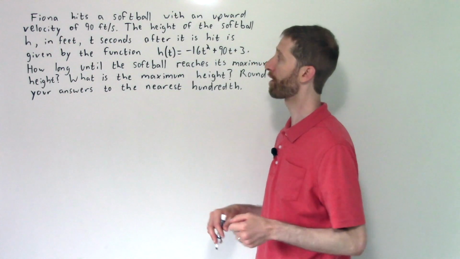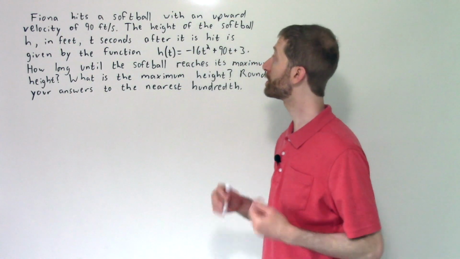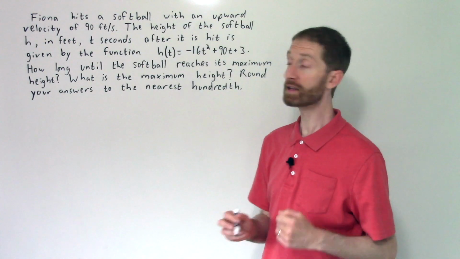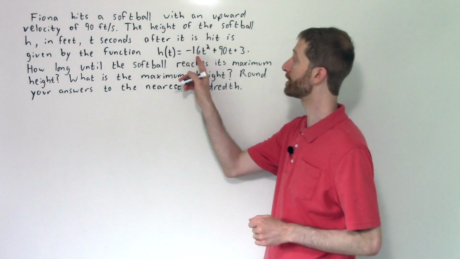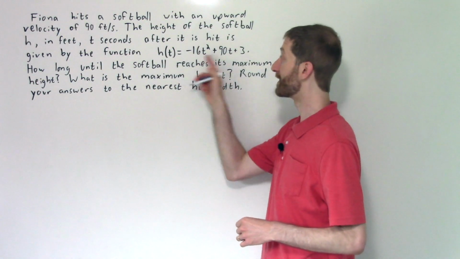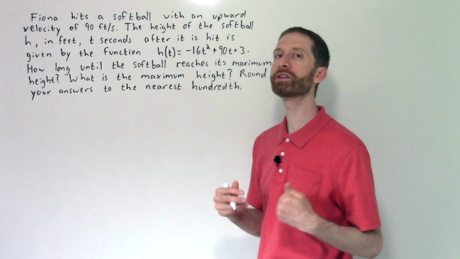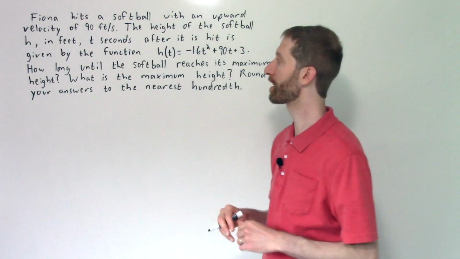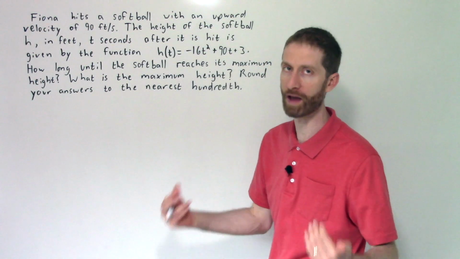The height of the softball, h, in feet, t seconds after it is hit, is given by this function. H of t is equal to negative 16t squared plus 90t plus 3. That is important, but we don't need to do anything with it. We're given it.